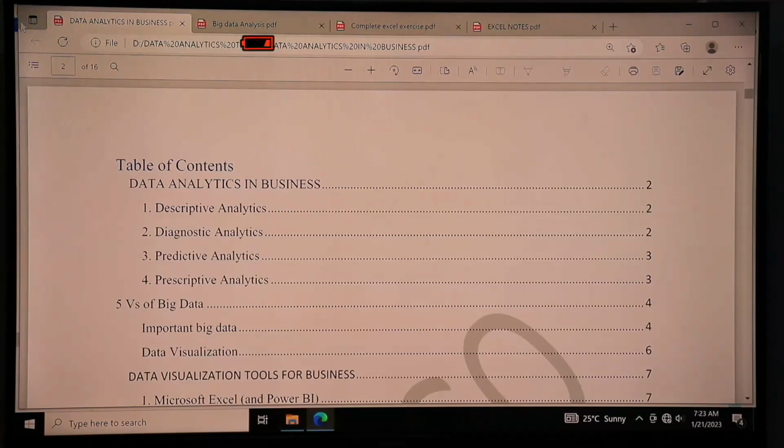So today, as per our link, our theory part, we will start discussing big data analytics. Then we will have our practical part, the same way we did in our previous lesson.